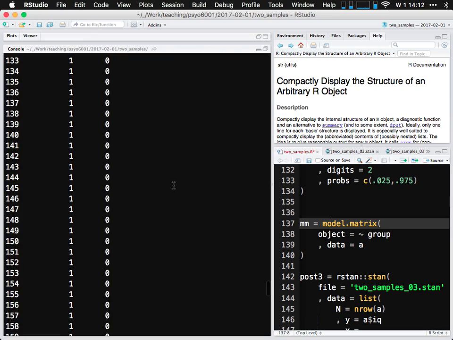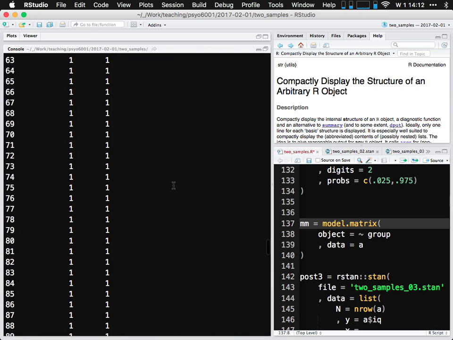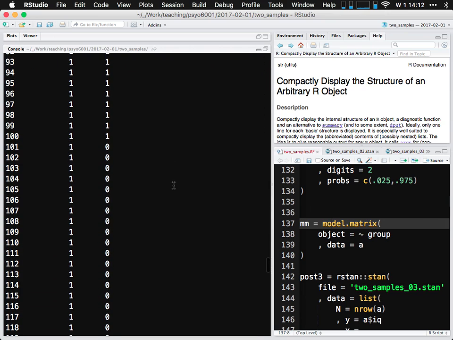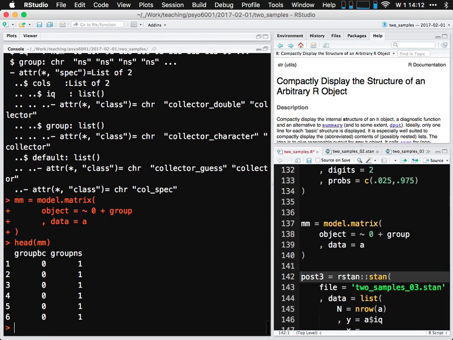It's given me this model matrix with two columns: an intercept column that's just all ones, and another column that's ones and zeros. You specified group, so why is it also giving you an intercept? Because whenever R encounters a formula like this, it automatically adds in an intercept, unless you turn it off by putting a 0 plus. We will typically want the intercept. Wait, but that thing just now came from the model matrix, or did it come from x equals a group?